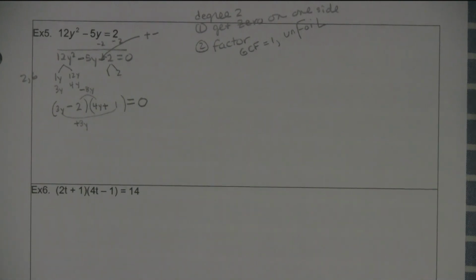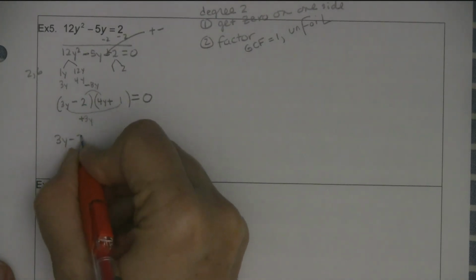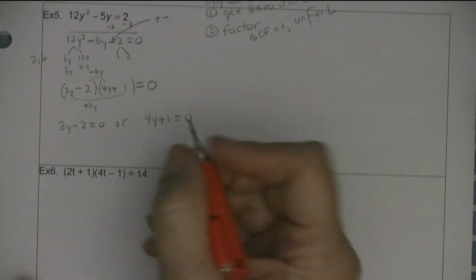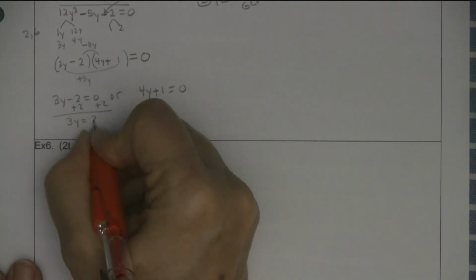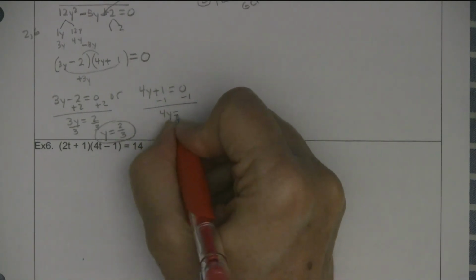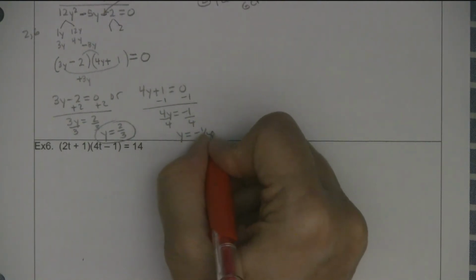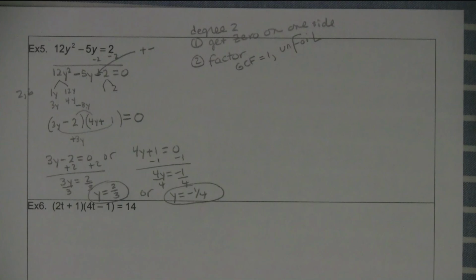The third step is to set the pieces equal to 0 and solve them. So this is 3y minus 2 equals 0, or 4y plus 1 equals 0. And you solve this, add 2, buckle your shoe, divide by 3, y equals 2/3. That's one answer. Take away 1, 4y equals negative 1, divide by 4. So we get y equals negative 1/4. So those are my 2 answers, 2/3 and negative 1/4.